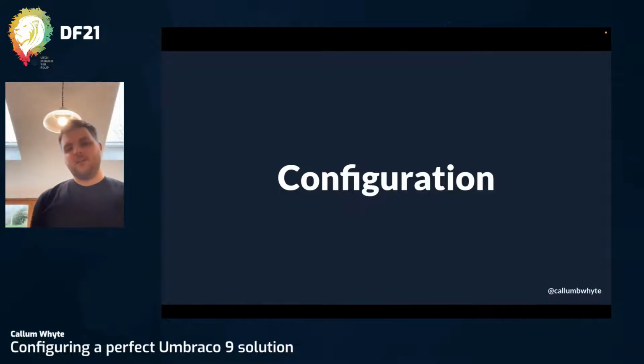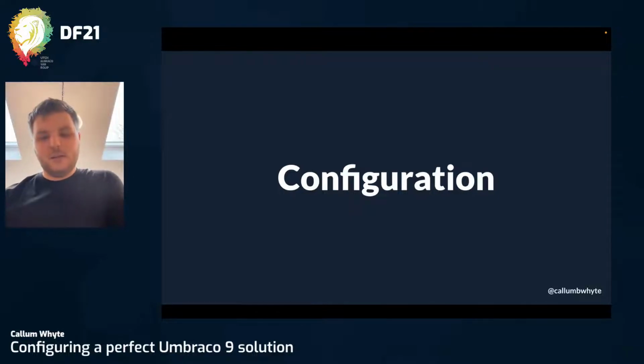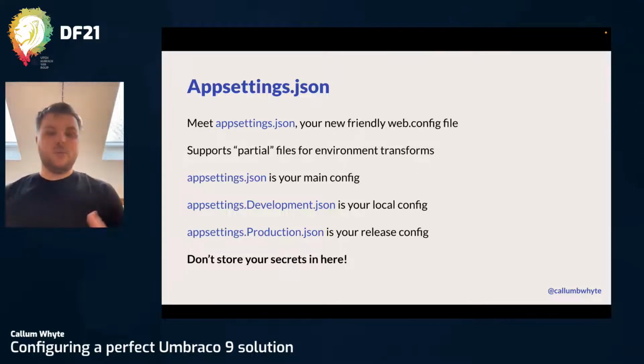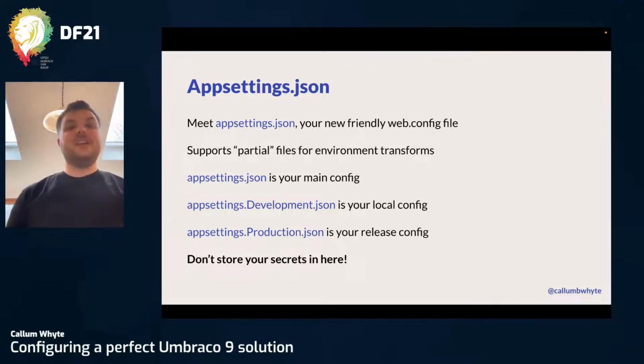Right, let's talk about configuration because there's also some big changes here. And this is probably where we get the most benefits out of what's changed in .NET Core because we can start using some of the new shiny things that have been there for a little while now. Appsettings.json, we're all familiar with the web config file. That's what we've had in .NET Framework for years and years and years. Horrible XML-based config. It's massive, really, really massive. Appsettings.json is your new friendly web.config file. It does everything that the web config file did, kind of, but better.